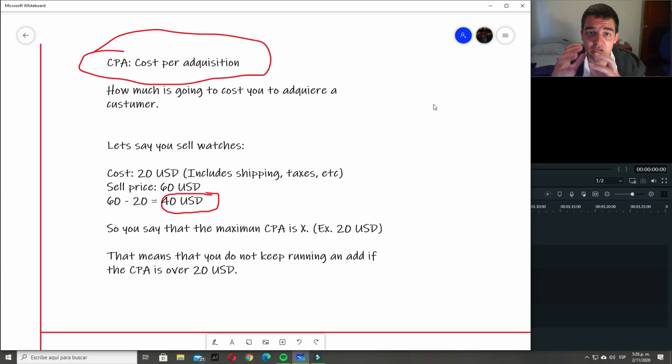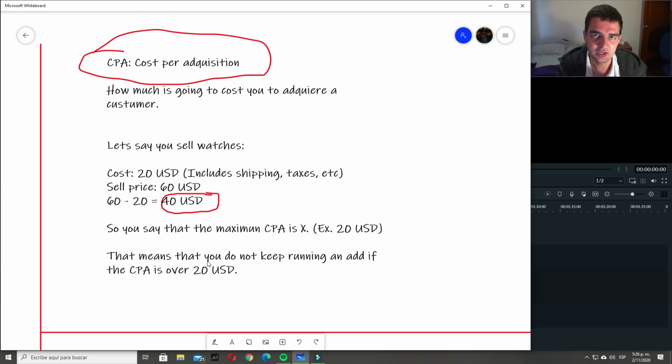So when you start running campaigns, you will have this number, and you are looking for campaigns and ads that give you at maximum $20 per customer acquisition. If it's costing you more than $20, you are going to pause the ad. If it's costing you $20 or less, you are going to keep it. If it's costing you way less, let's say $10 or $5, you are going to scale the ad. What I mean by scaling is that you are going to add more money to that.